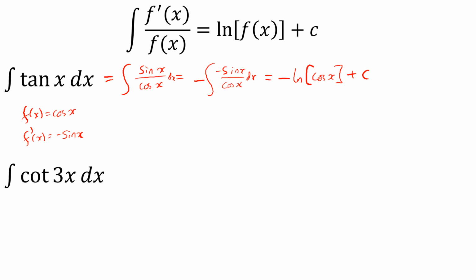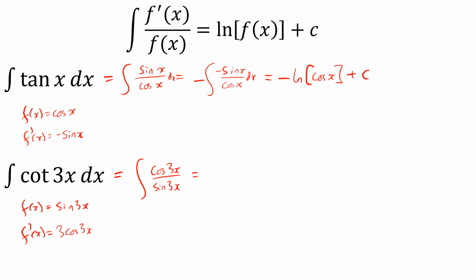What about this second one? Have I made this a little bit more awkward? Maybe. Cot is 1 over tan, so it's going to be cos 3x over sin 3x. And then again, we'll take our f(x) to be sin 3x. And if we differentiate that, we're going to go to 3 cos 3x. That's nearly what we've got.